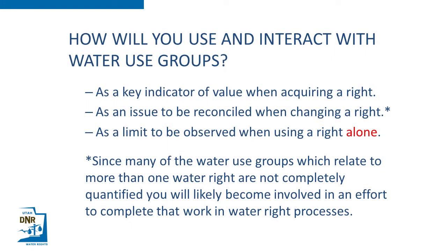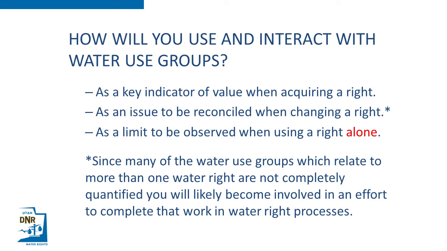So how does the public use and interact with water use groups? If you're buying a water right, water use groups will be a key indicator of the value of the right. Care should be taken to understand the sole supply of a water right rather than the group total. Groups may reflect more use than an individual water right in a group. In filing a change application, only the defined sole supply limits of a water right can be changed, not the entire group or group total.